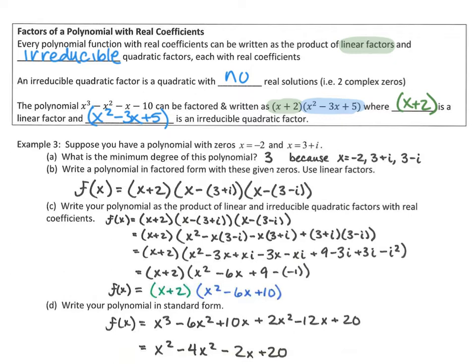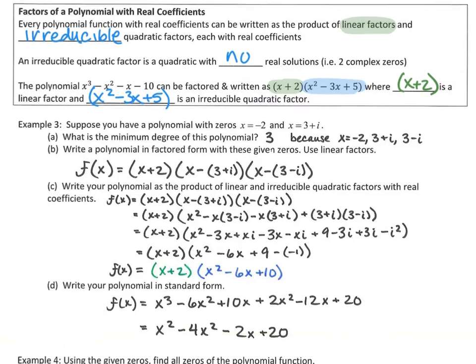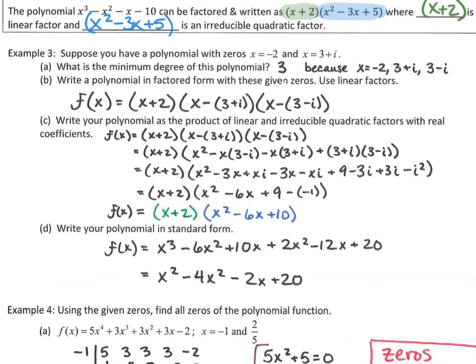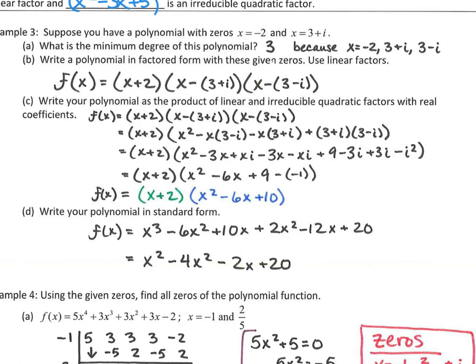Okay, so we look at the example I've done for you. There's a lot of algebra in here, so we're going to look at it piece by piece. Suppose you have a polynomial with the zeros x equal to negative 2 and x equal to 3 plus i. The first question is, what is the minimum degree of this polynomial? Assuming none of them repeat, I have 3 zeros.